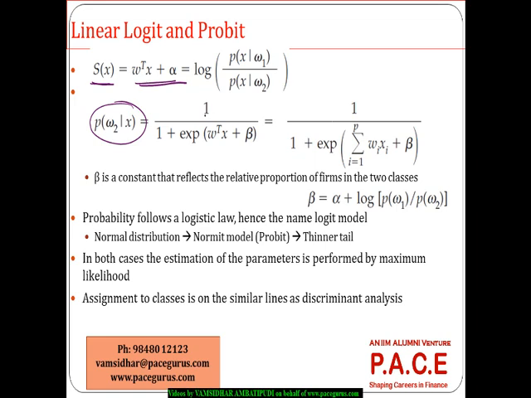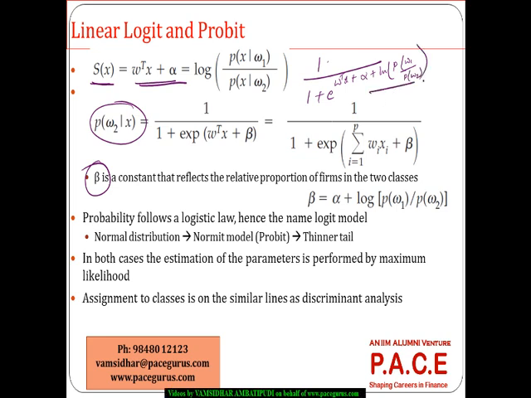And here I can make an assumption that beta is a constant, which talks about the relative proportion of the firms in the two classes, because if I do this, all I end up with is 1 divided by 1 plus e to the power of W transpose X plus alpha plus log of P of omega 1 divided by P of omega 2.